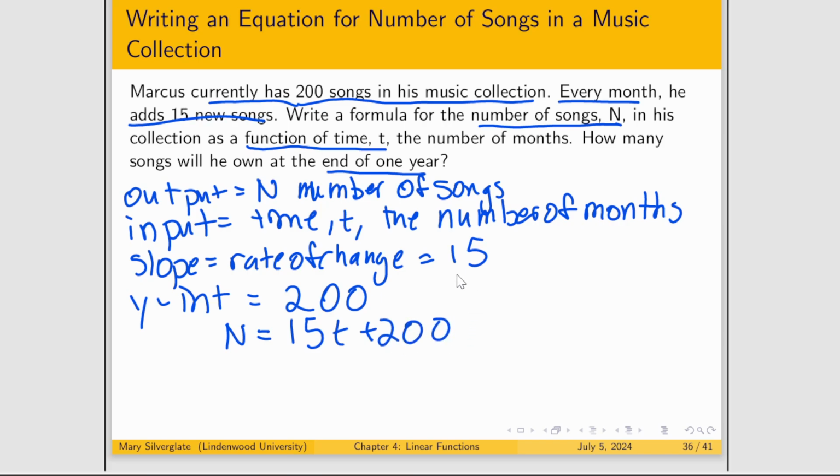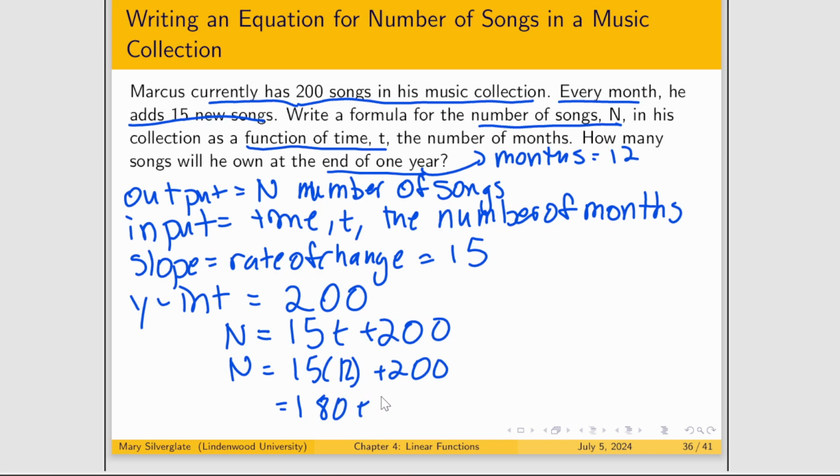And then what did they ask us to figure out? They wanted to know how many songs he will own at the end of 1 year. Now if I just plugged in 1 for t, what would be the problem? t is measured in months. So 1 year is how many months? That would be 12. So I want to make sure I'm plugging in 12 for t and not just 1, plus 200. Then we just do the math. 15 times 12: well, 15 times 10 is 150, plus 15 times 2 is 30. So that gives us 180 plus 200, to give us 380 songs at the end of the year.